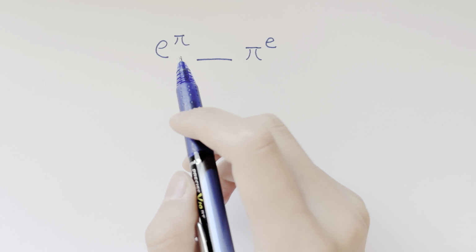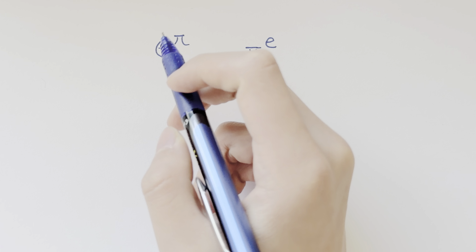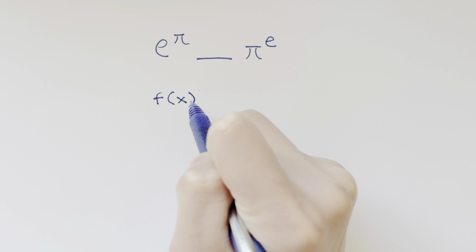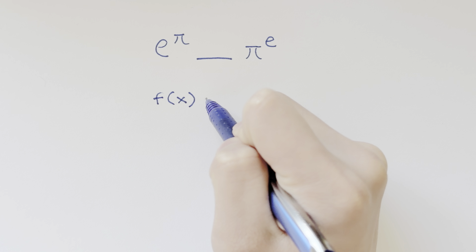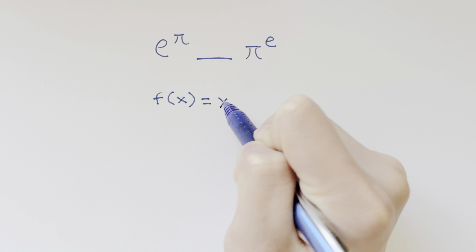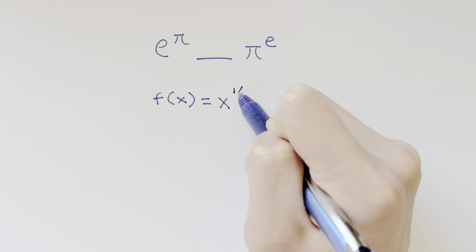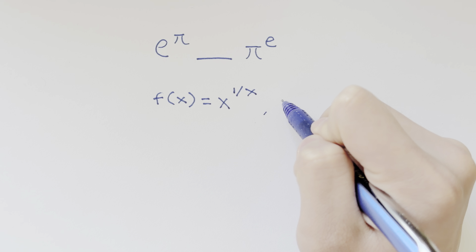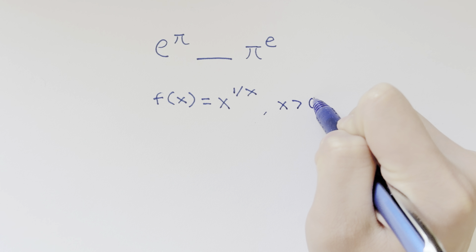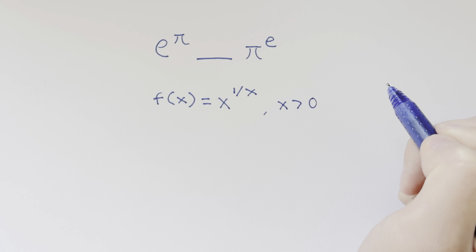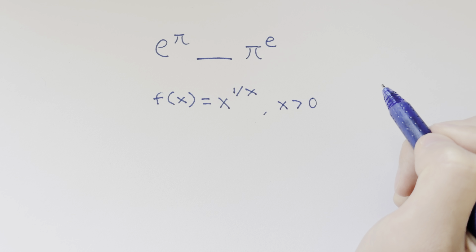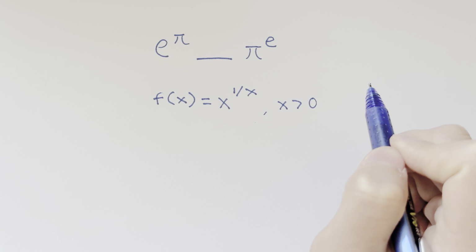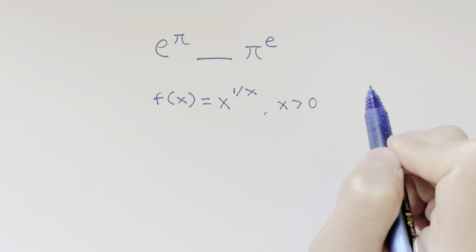First of all, we can write f of x is equal to x to the power of 1 over x, for all positive x. This is the function that asks, what is x raised to the power of 1 over x? We want to find where this function is maximized. To do that, we can take its derivative.